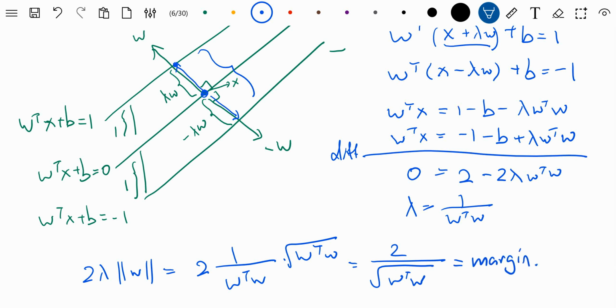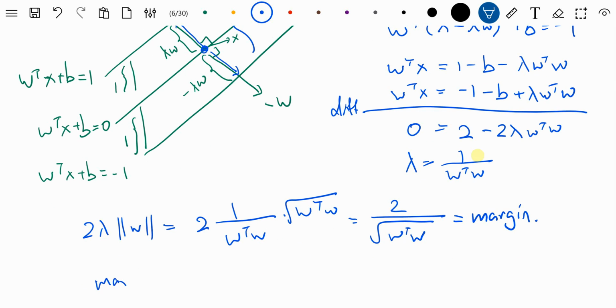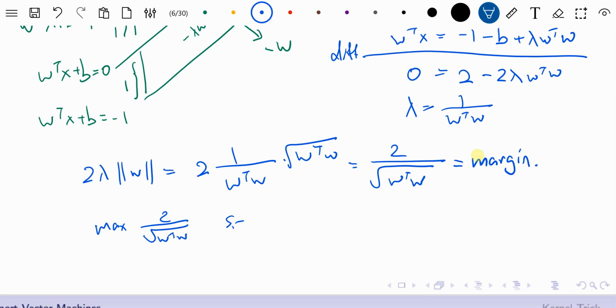So for SVM, we are trying to maximize this margin subject to the constraint that things are classified correctly by the plus and minus planes.